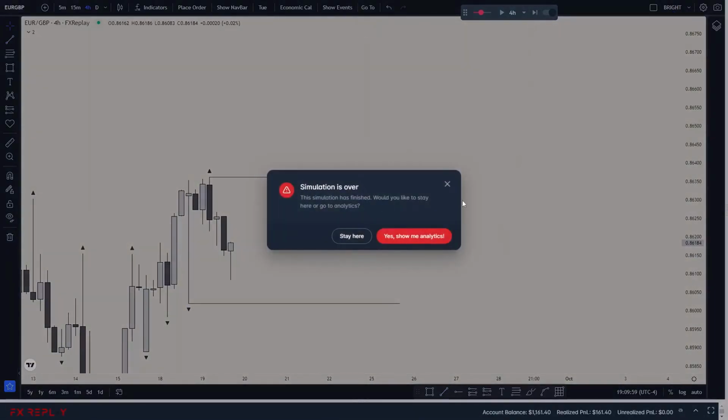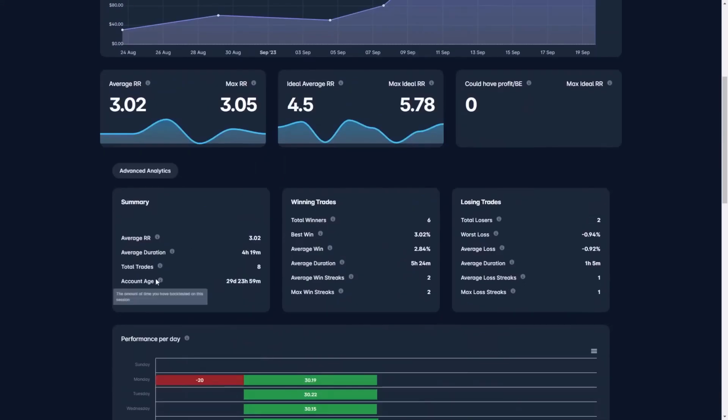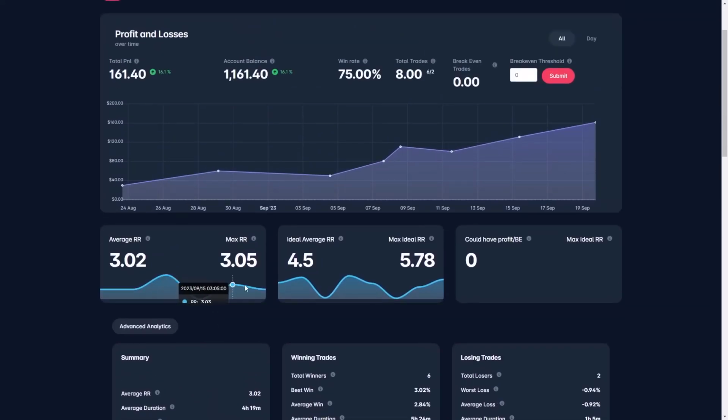1 month of data backtested. So those are the results for 1 month. You see right here, the account age is almost a month, and we had only 8 total trades. That's why I said to look at multiple pairs for this strategy. But in a month, we had 8 trades, and the average RR is 3R. That's why we always take 3R. Then the ideal average reward to risk is 4.5. And you see how a lot of the time price goes to more than 5.78.